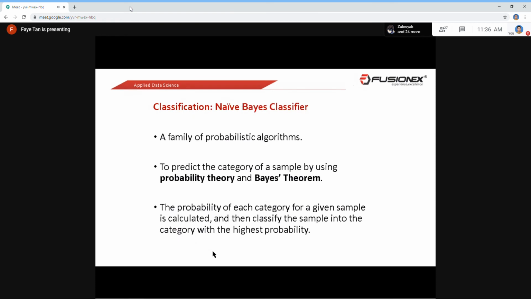So first, we look at naive Bayes. Naive Bayes is actually a family of probabilistic algorithms, so it's very much depending on the probability calculated. It is used to predict the category using probability theory and Bayes theorem. Bayes theorem is relevant to probability theory as well. They do some summation, multiplication, and so on.